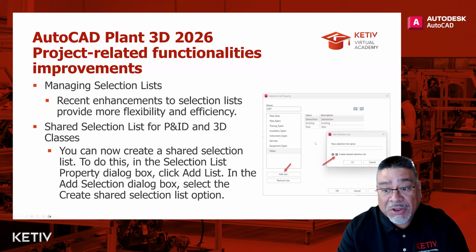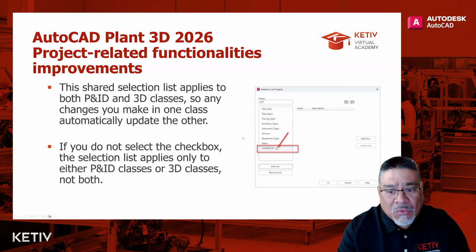And also within the selection box here, when you go through this process, most of it's pretty familiar, but you get this new create shared selection list option as you're going through that. So you're going to add a list, create a new selection list, and then select here to create a shared selection list. Once it's created, you're going to get this little icon here that shows it's a shared selection list that can be shared between both the P&ID classes and the 3D classes. So pretty handy.